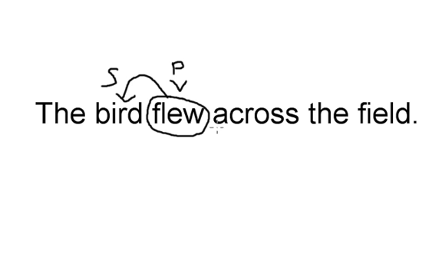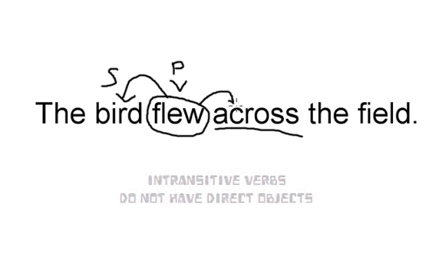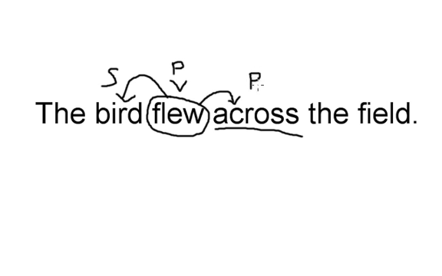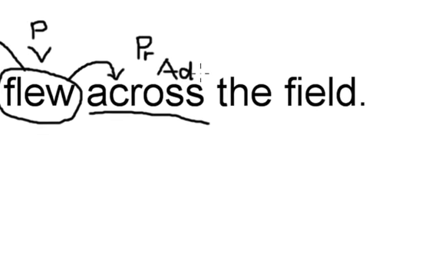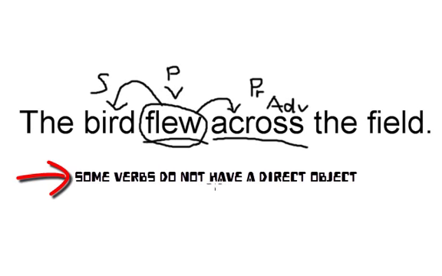So in this sentence, when we have this preposition directly following the verb, there is no direct object. In this case, this verb is intransitive, which just means that there is no direct object. The easiest way to tell whether a verb is intransitive is if it's immediately followed by a preposition or an adverb. So in this case, the verb flew does not have a direct object.